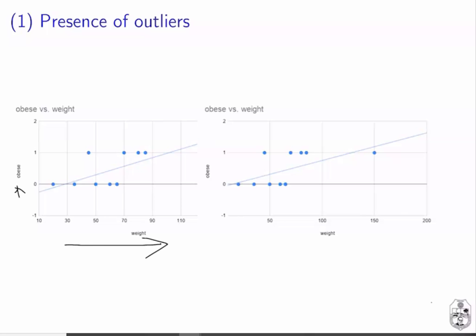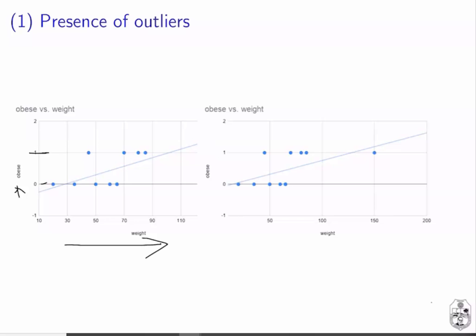Let us consider again the problem of classifying whether a particular person is obese or non-obese based upon weight. Here the weight is taken on the x-axis, and it normally takes values between 10 and, suppose, 150. The output takes two values, obese and non-obese. We take non-obese as 0, and 1 means obese.